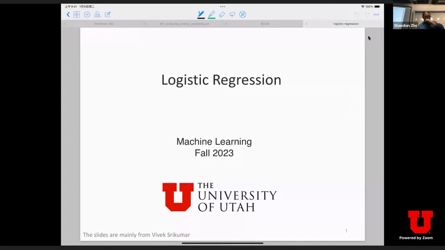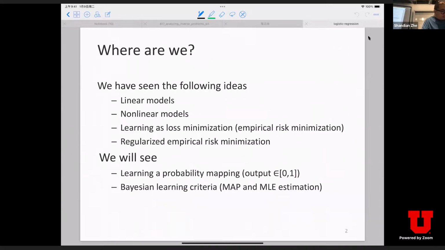Okay, so today we're going to talk about one instance of the Bayesian learning paradigm we discussed in the last lecture. I believe it's last Tuesday, right? Which is called logistic regression. So what we have covered so far includes linear models, including perceptron, support vector machines, linear regression, and so on. Then we'll talk about nonlinear models. We have two types of nonlinear models. Again, one.